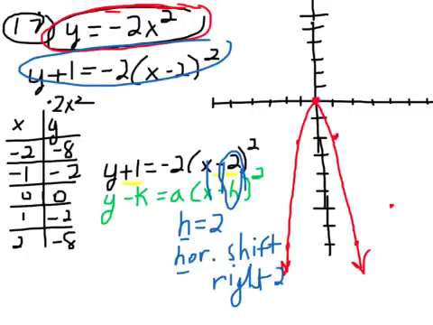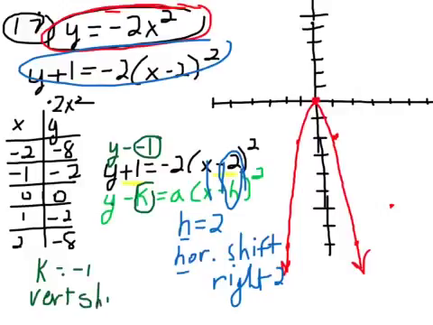Now there's another thing I'm going to do, all at once, just to make it a little easier. I have a k here. Here's my y. Now I'm going to rewrite this y plus 1 as y minus minus 1 so it fits the formula. Here's a y, here's a subtraction sign. My k is minus 1. It's a vertical shift, and since it's negative, it means go down 1.